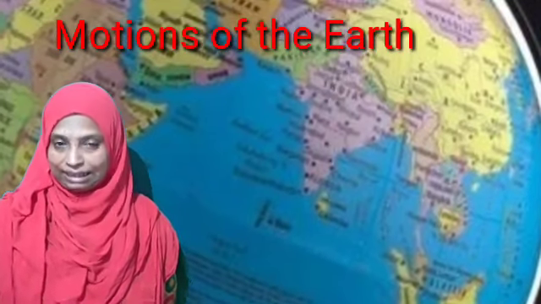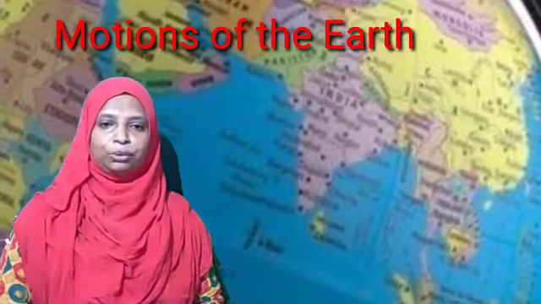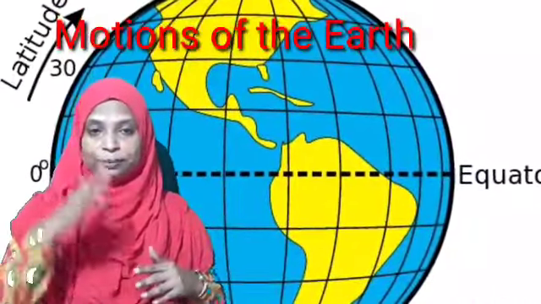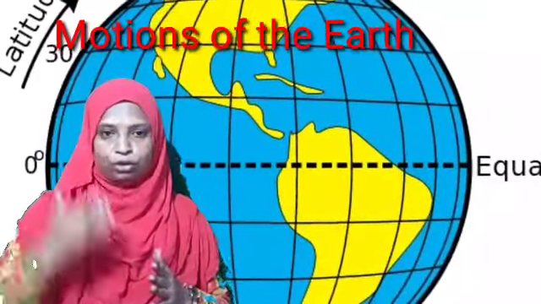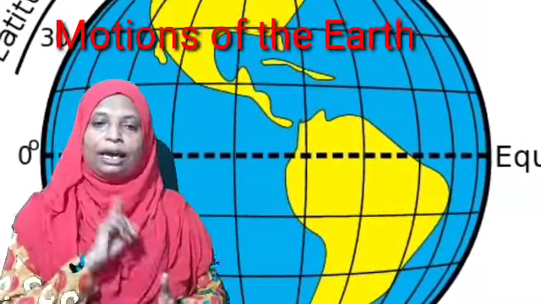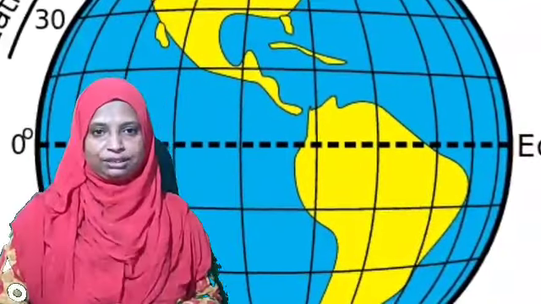Today we are going to study one geography lesson, the third geography lesson, that is the motions of the earth. We know from the last class that we have studied two important imaginary lines found on the globe. One is from north to south, our vertical lines called longitudes, and the lines parallel to the equator are called latitudes.